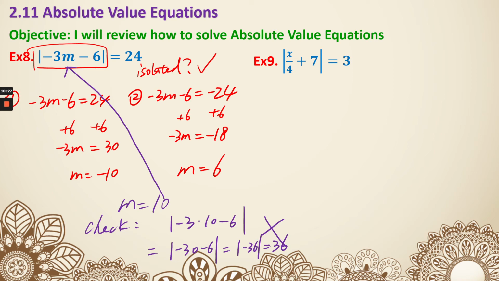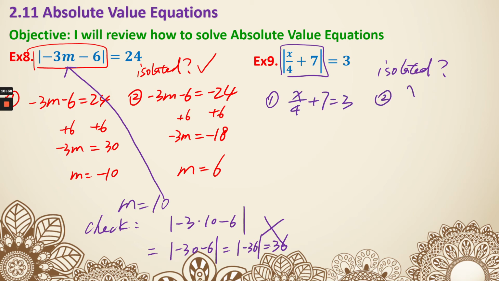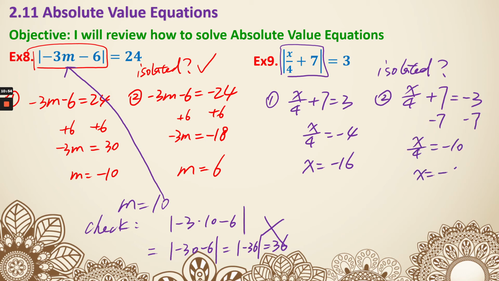Now, number 9. First question to ask yourself, is it isolated? In this case, that's my box. It is isolated. So I can start setting up my cases. Case 1, x over 4 plus 7 equals 3. Or case 2, x over 4 plus 7 equals -3. This one, subtract 7 on both sides. X over 4 is -4. So x is -16. This one, subtract 7 on both sides. I got x over 4 equals -10. So x is -40. These are both my answers, and you can see they're not just the opposite number of each other.